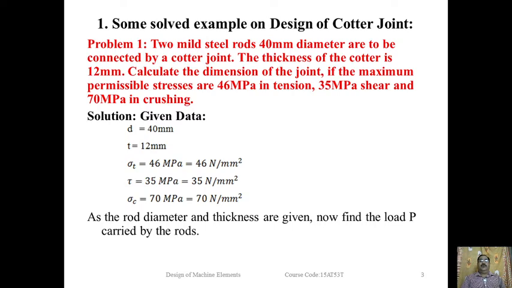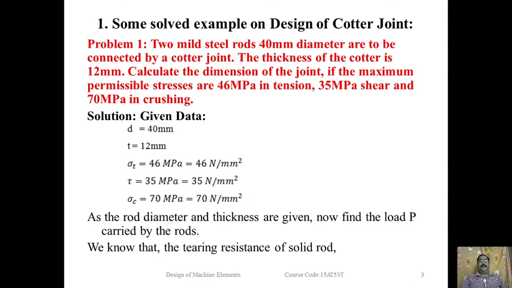So in this problem, the rod diameter and thickness are given. So we have to first find the load, capital P, carried by the rods. Dear students, already you are familiar, we have 12 steps for designing the quarter joint. So one by one we will solve.